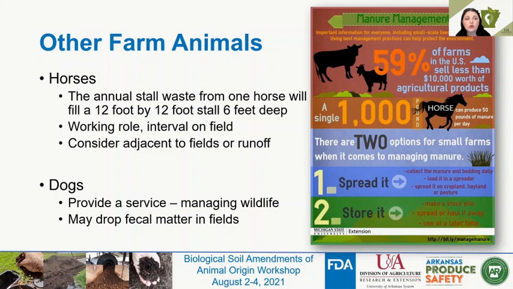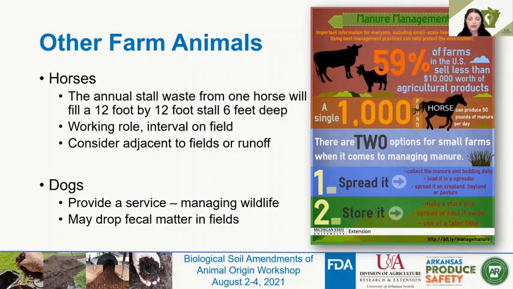So a single horse in 1 year can fill up a 12-foot by 12-foot and 6 feet deep stall of manure. So that's a lot of waste. And horses are allowed under the produce safety rule for a working role. But if you're going to be using draft horses for production, you need to think about that interval for when that horse is on the field as well. And then consider how your property is set up. What's the lay of the land? Are you going to have any runoff related to where your horses are stored?